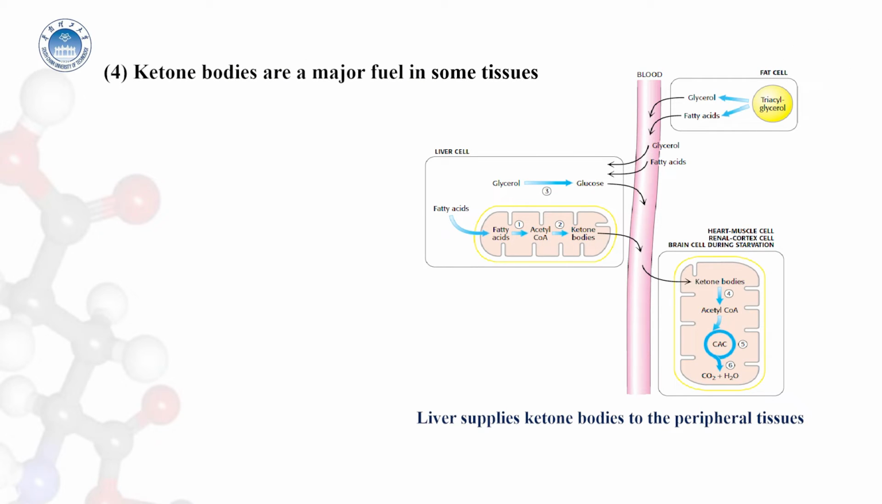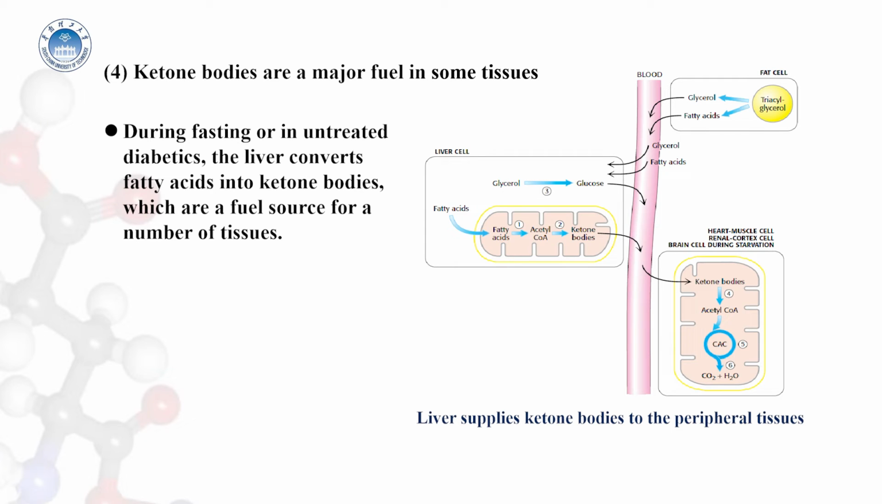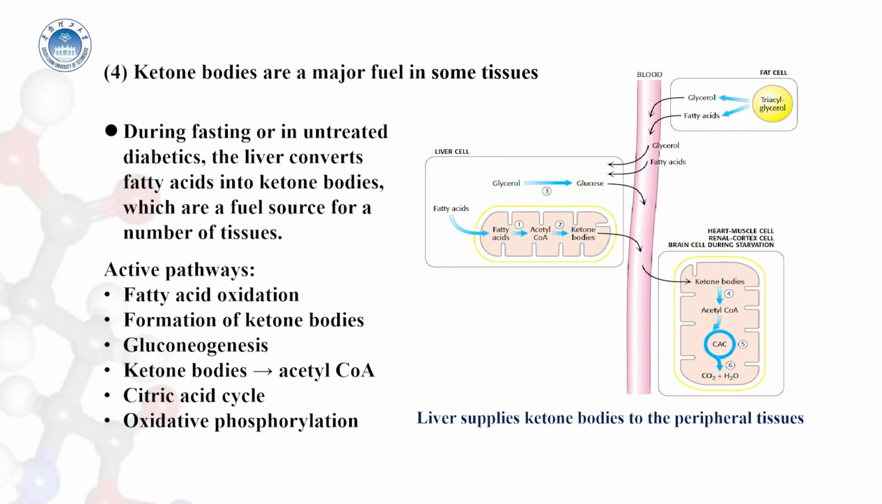These molecules diffuse from the liver mitochondria into the blood and are transported to other tissues such as heart and kidney. During fasting or in untreated diabetics, the liver converts fatty acids into ketone bodies, which are a fuel source for a number of tissues. Ketone body production is especially important during starvation, when ketone bodies are the predominant fuel.